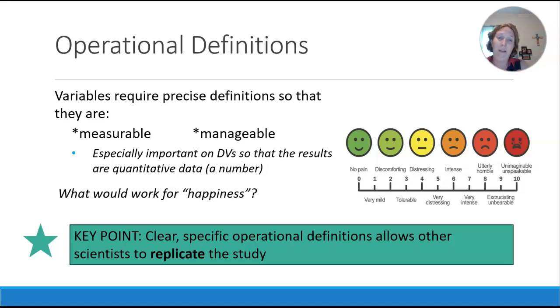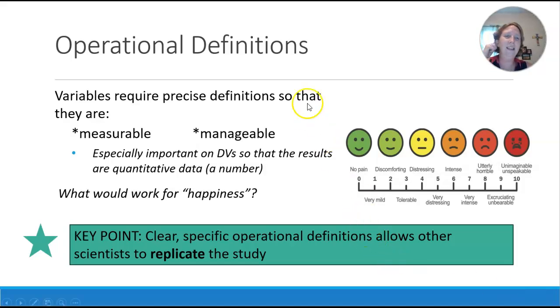This is especially important on dependent variables, although we do operationally define any variable that we're working with in an experiment. But it's especially important on a dependent variable so that the results are quantitative data, in other words, a number. So how do we do that for happiness? How do you measure happiness? Do you measure it in feelings of love? Do you measure it in smiles? Do you measure it in, I don't know, that warm, squishy feeling that you get when you see your favorite person or your favorite candy? Well, none of those really result in a number.